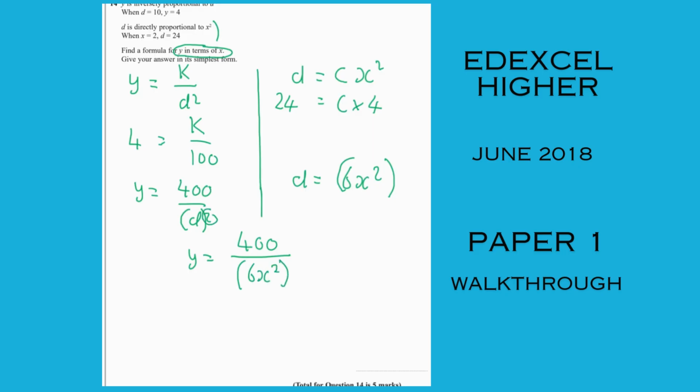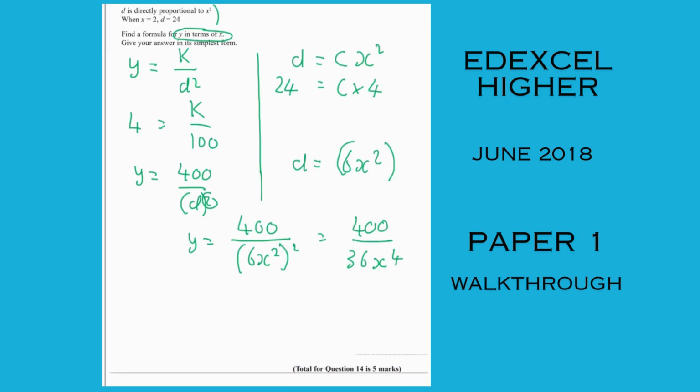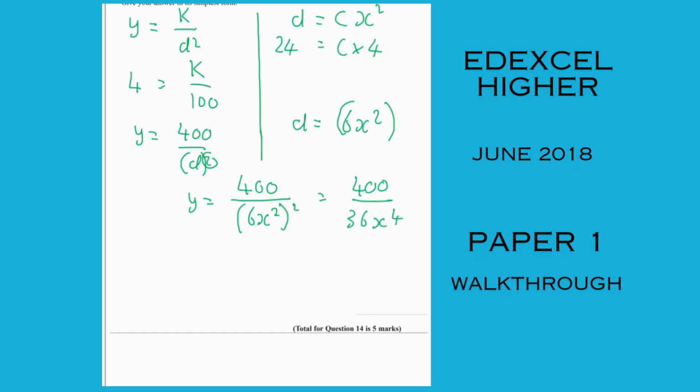Don't forget there's a squared on the outside. So let's square these brackets. 6 squared is 36. X squared all squared is multiply the powers. And there we go. They are both in the 4 times table. It does say give your answer in its simplest form. The simplest form is 100 over 9x to the power of 4.